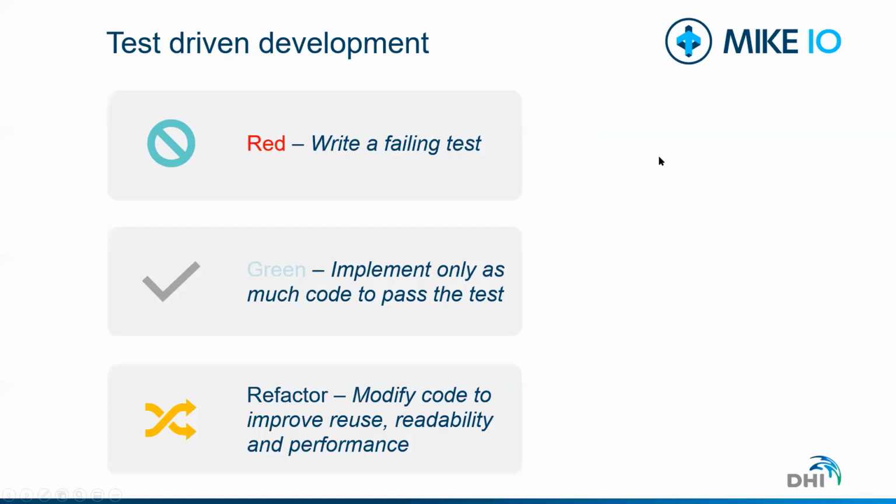MIKE IO has been constructed with a philosophy called test-driven development. The first step of test-driven development is the red step. That's where you write a failing unit test, and then you go to the green step and you implement only as much code as necessary to pass this test. And then you can refactor the code, so you can modify the code to improve the reuse, readability, or performance, and then you repeat this loop over and over until you're satisfied.